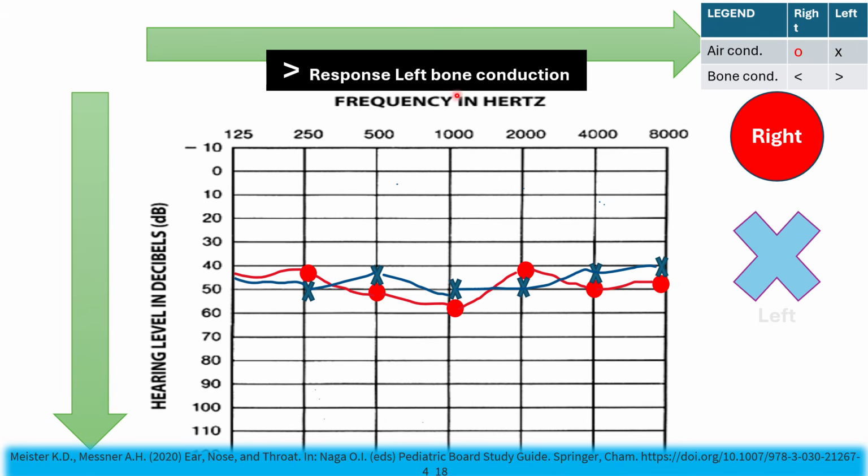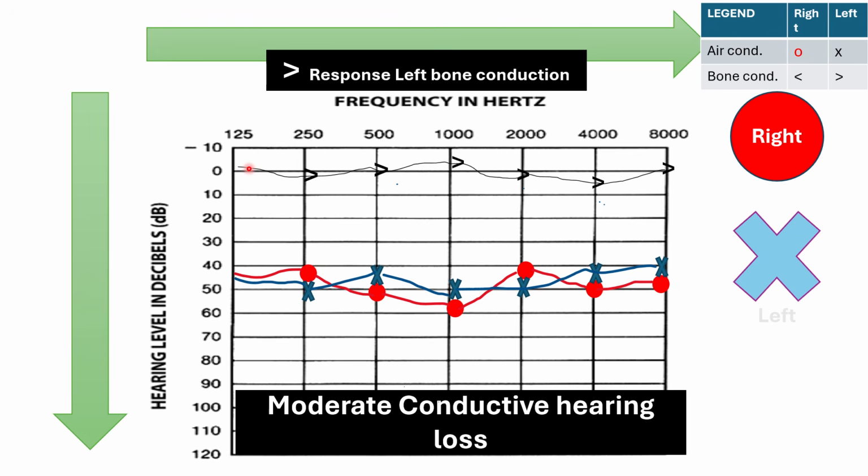Of course, if the bone conduction test result is normal, it means that the nerve is healthy and the problem is in the external ear or in the middle ear. Here, the bone conduction, as you see from the left ear, is normal. So the bone conduction test result is normal. There is a gap between the bone conduction test result and the air conduction, and this is called the air-bone gap. So if you have a gap and the bone conduction test result is normal, as you see here, it means that the nerve is healthy. So the problem is either in the middle ear or in the external ear. So this is a moderate conductive hearing loss.